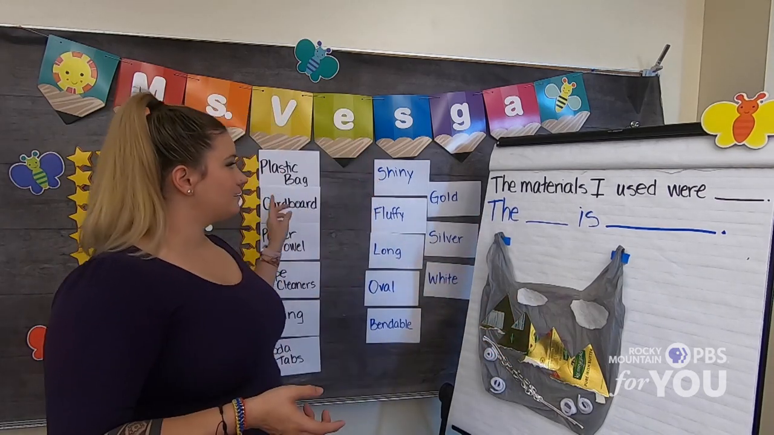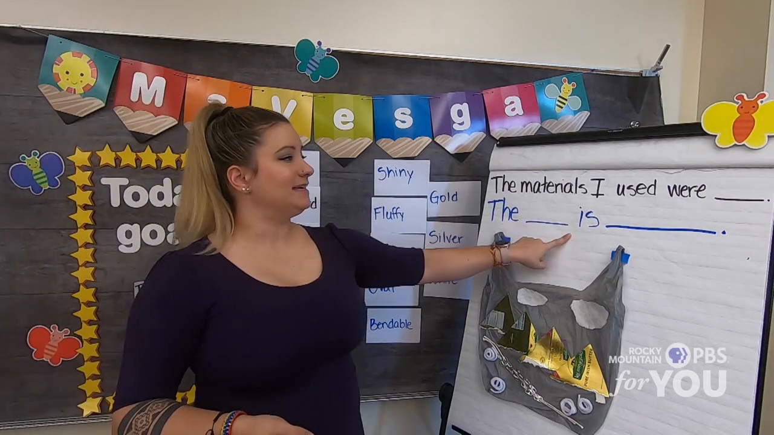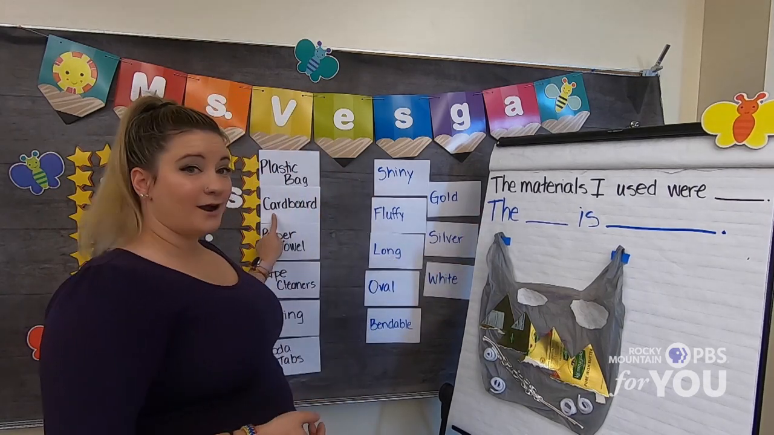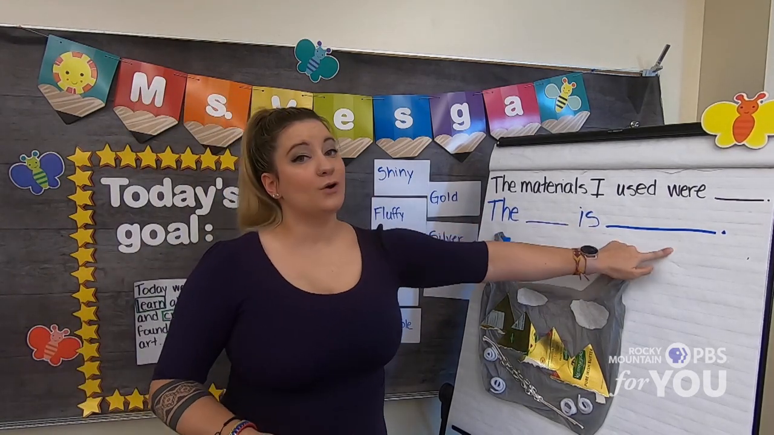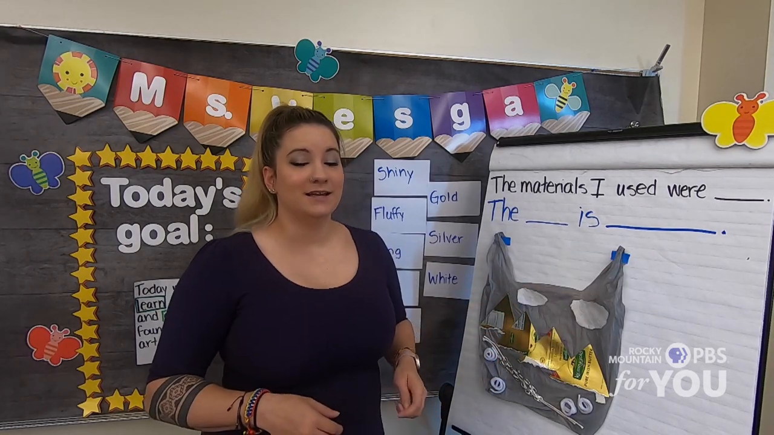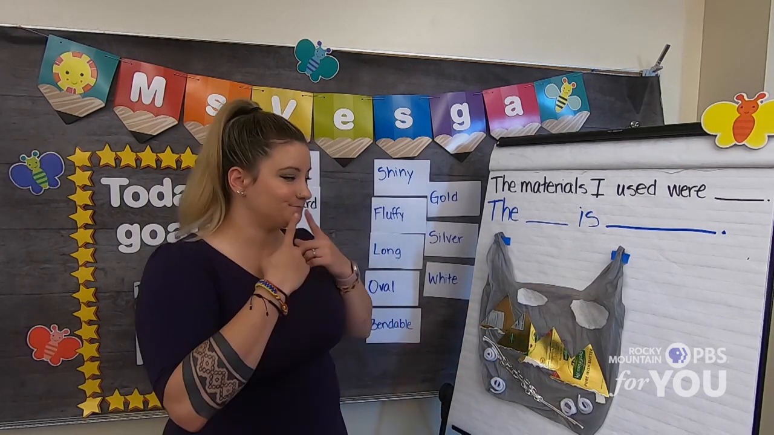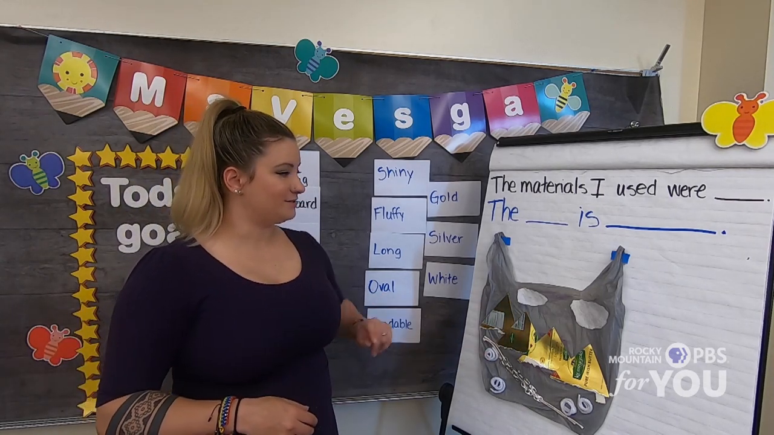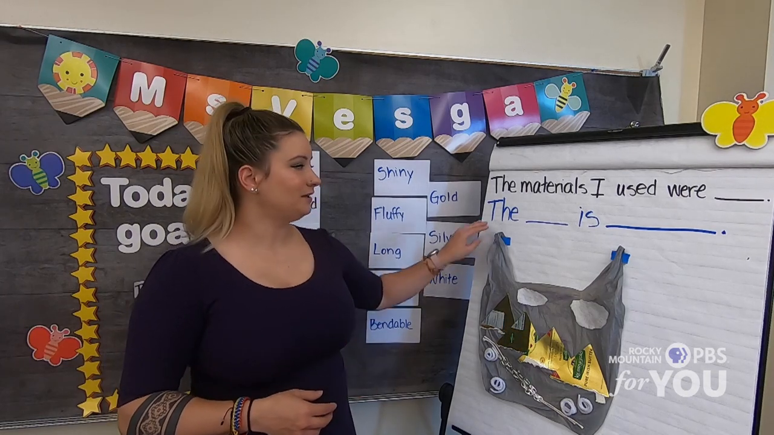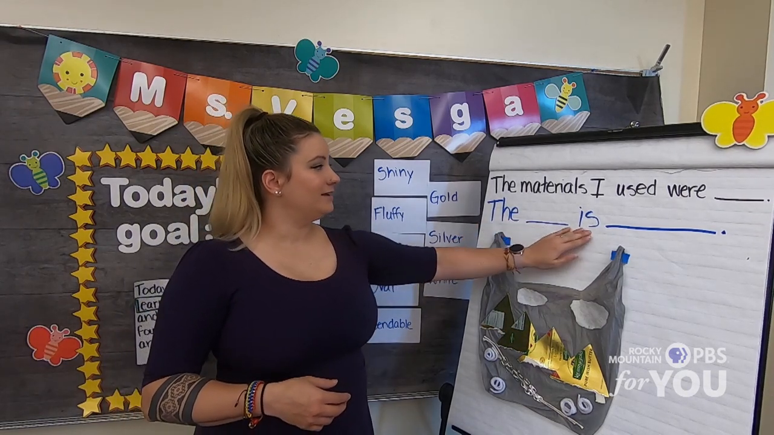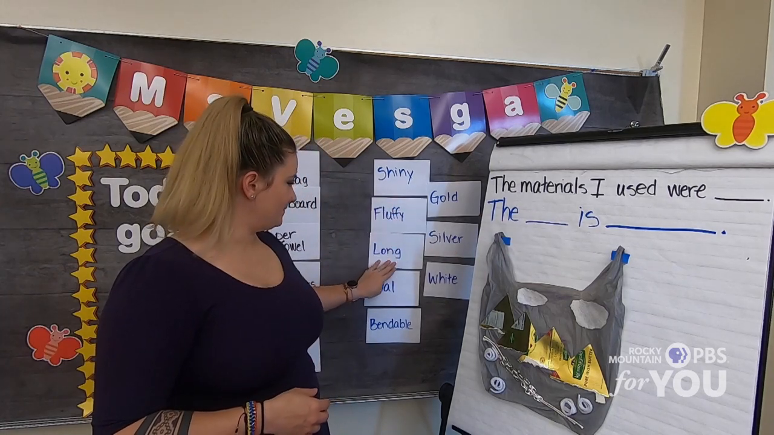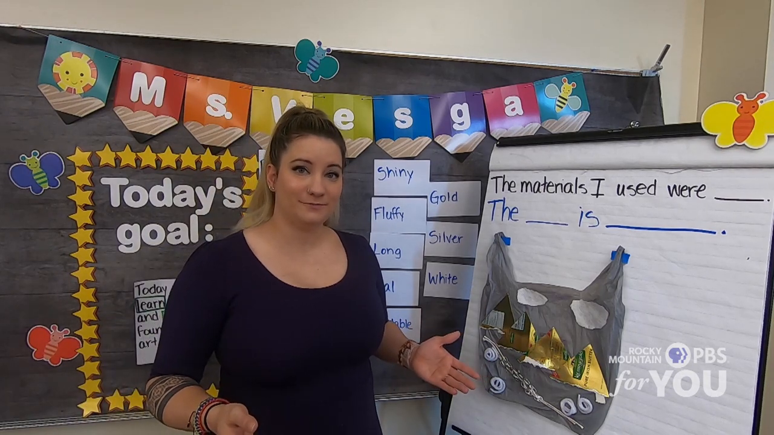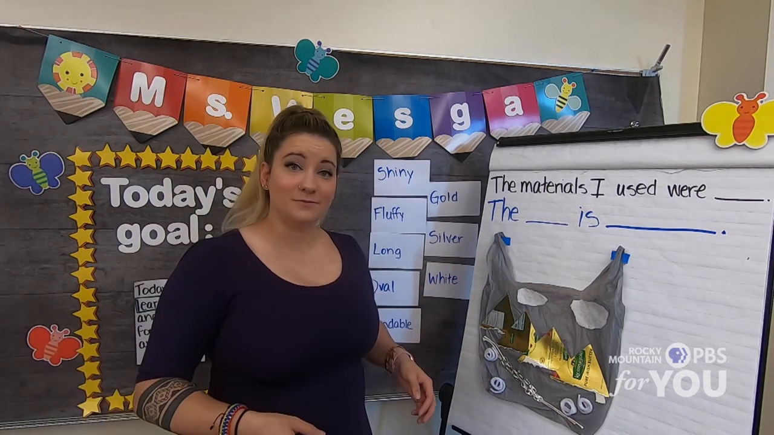The cardboard is gold. One more time. The cardboard is gold. Very nice. Let's try a different material. I could also pick the bendable pipe cleaners. Let's do that in a sentence. The pipe cleaner is bendable. Is that right? Are pipe cleaners bendable? That's right. Pipe cleaners are bendable.